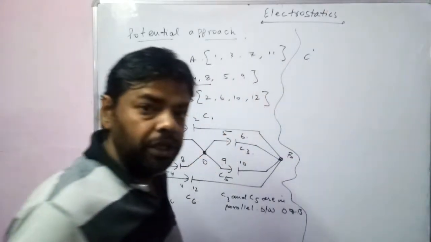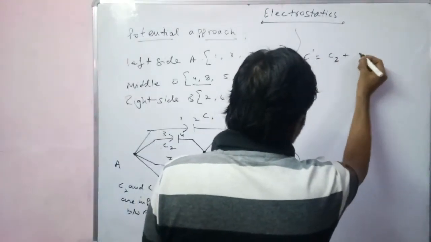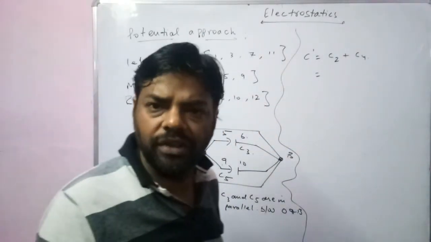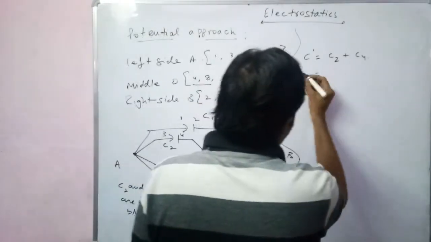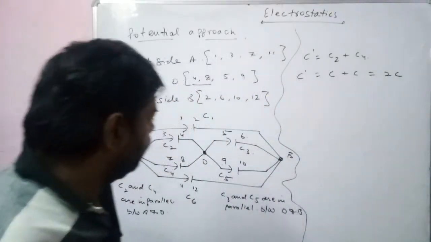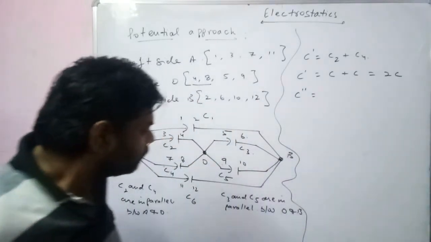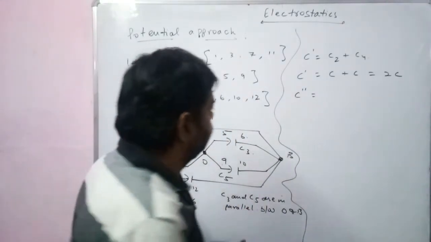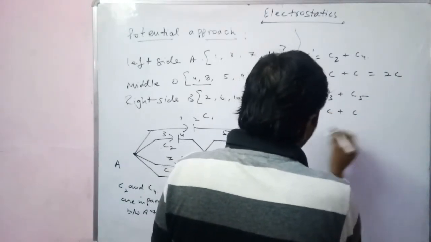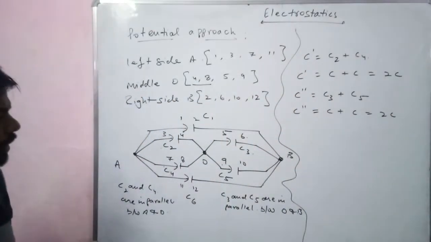Let us suppose that C dash is the equivalent of C2 and C4. So C2 plus C4. The values for all the capacitors are the same, say C. So C dash is C plus C, it comes out to be 2C. Again, let us suppose C double dash is the equivalent of C3 and C5. So it is C plus C, again 2C. Clear?